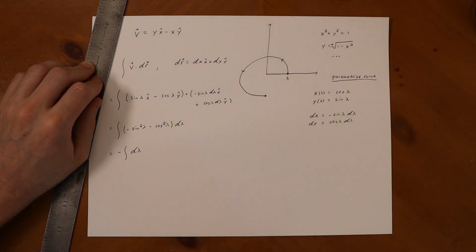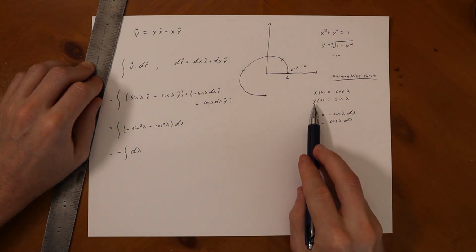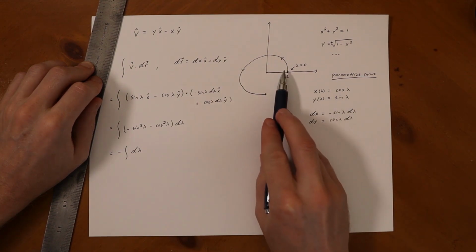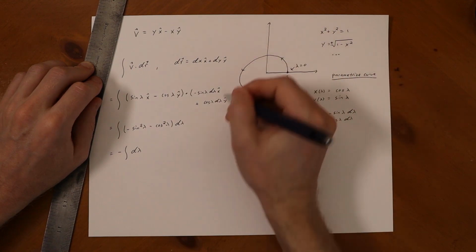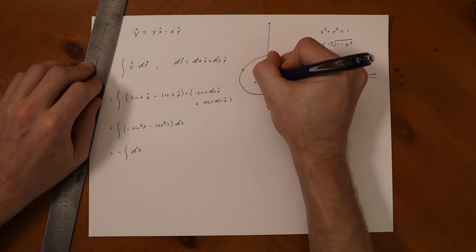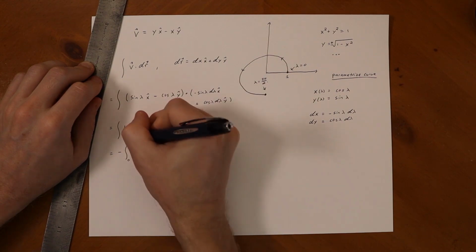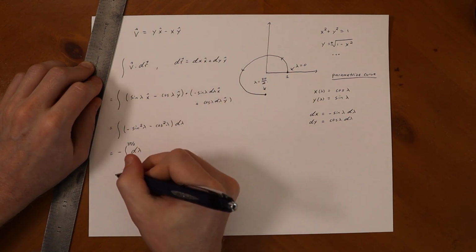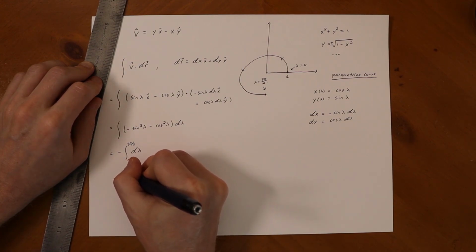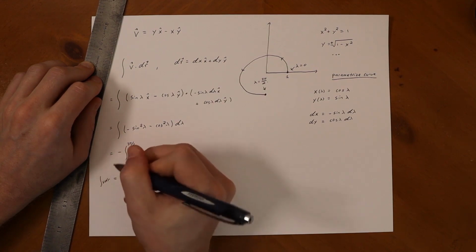So we have a very simple integral. We didn't have to mess with any square roots or anything like that. And we just have to figure out what lambda does along this curve. So lambda starts here at 0, so that y equals sine lambda equals sine 0 equals 0, as we're supposed to be. And then lambda is really just the angle around this curve. So over here, it's just 3 pi over 2. So this is actually the integral from 0 to 3 pi over 2, which is just equal to minus 3 pi over 2. And so that's the integral of v dot dr.